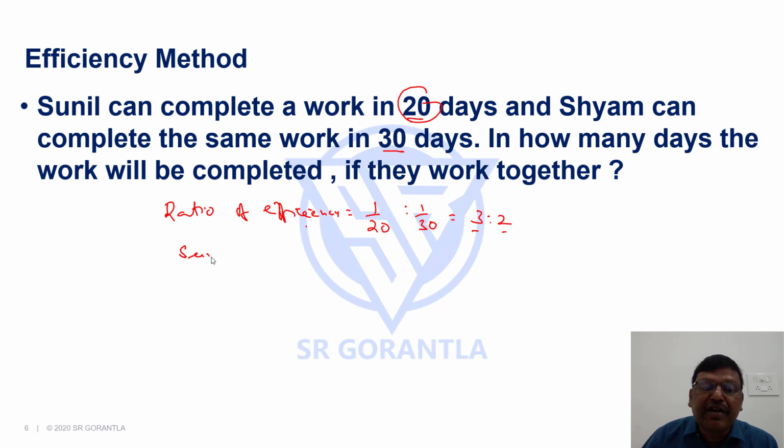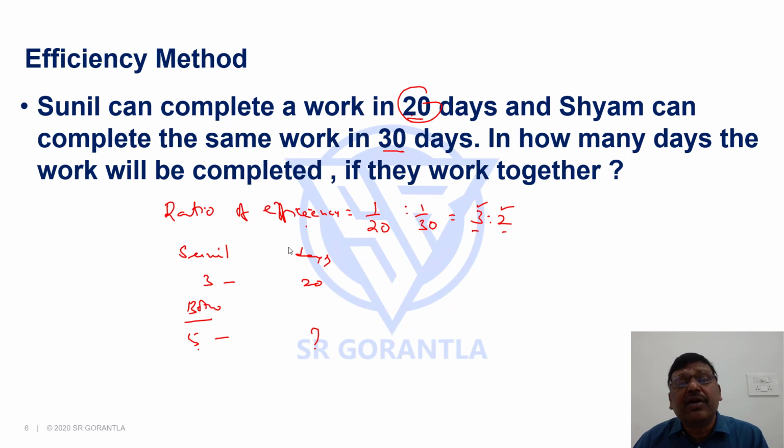Let's consider Sunil now. Sunil, with an efficiency of 3, completes the work in 20 days. Now, Sunil has 3 efficiency, Shyam has 2 efficiency, so both will have 5 units of efficiency. If the efficiency is 5, how many days do they take? As we discussed just now, efficiency and number of days are inversely related. Hence, their product should be constant.